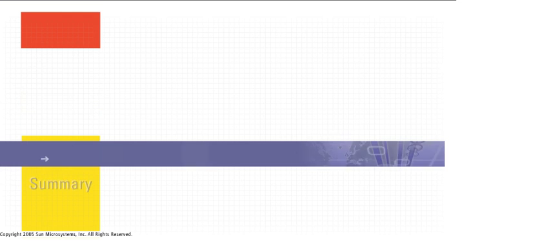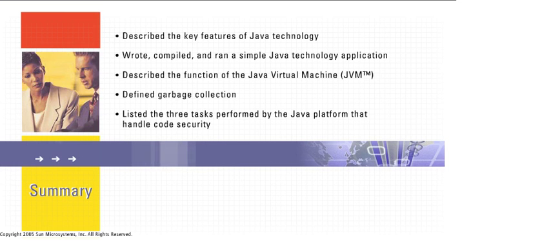In this module, we discussed the key features of Java technology. We wrote, compiled, and ran a simple Java application, as well as discussed the Java virtual machine and described its function. Also, we defined what garbage collection was and how it worked, and listed the three tasks performed by the Java platform to handle code security.